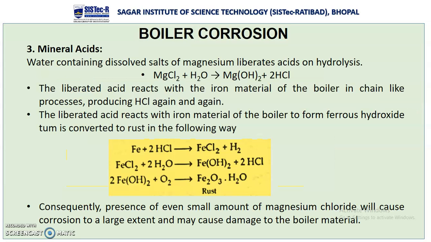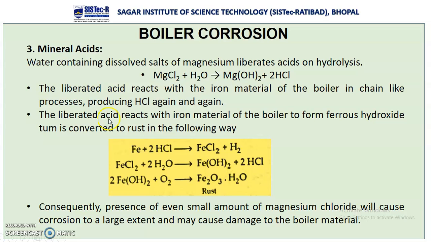Now the third cause is the presence of mineral acids. When water containing magnesium chloride is used in a boiler, then hydrochloric acid is produced. This hydrochloric acid attacks the boiler in a chain-like reaction, producing hydrochloric acid again and again, which corrodes the boiler severely.